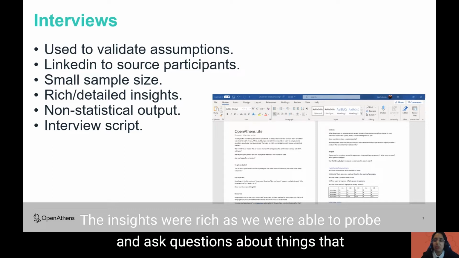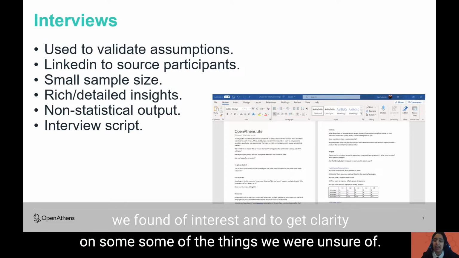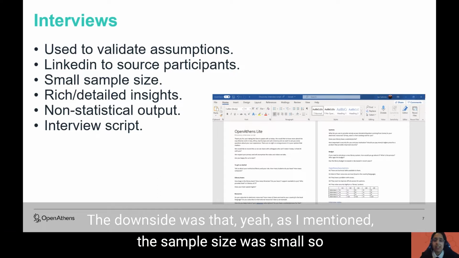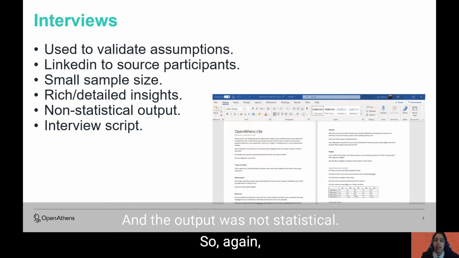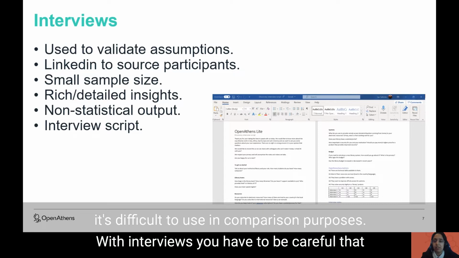The insights were rich, as we were able to probe and ask questions about things that we found of interest, and to get clarity on some of the things we were unsure of. The downside was that, as I mentioned, the sample size was small, so it was hard to draw generalizations out of those interviews, and the output was non-statistical. So again, it's difficult to use for comparison purposes.